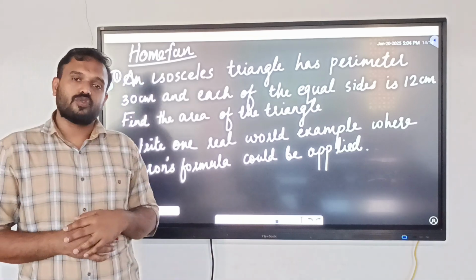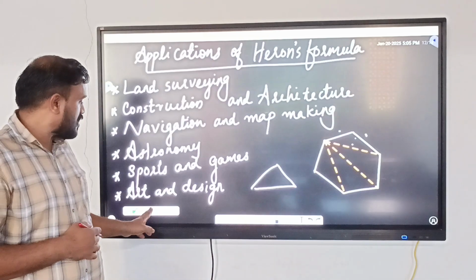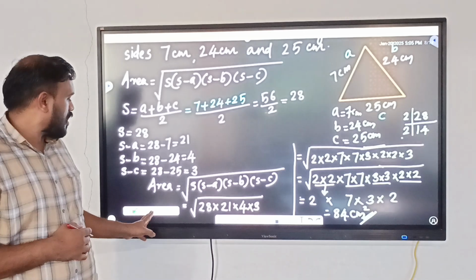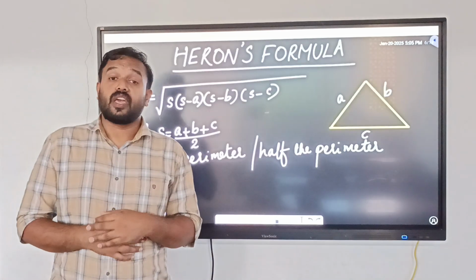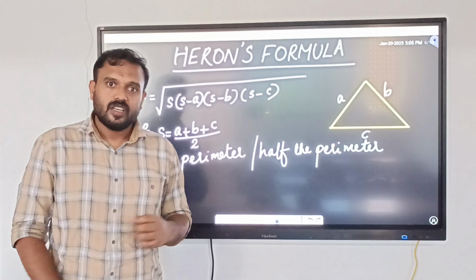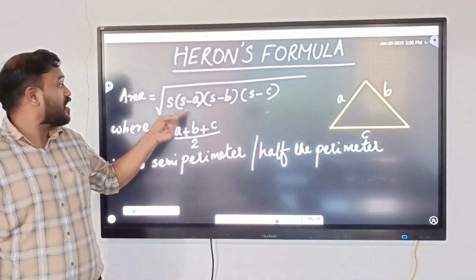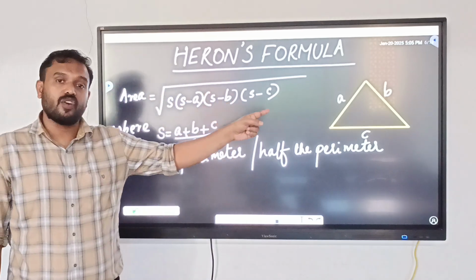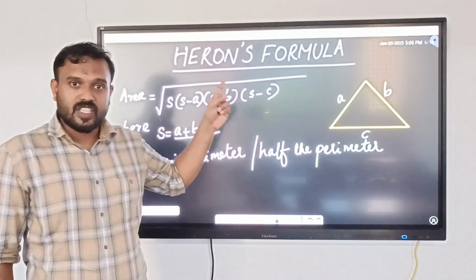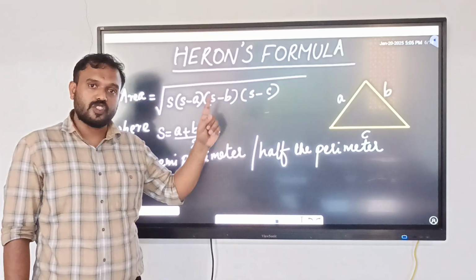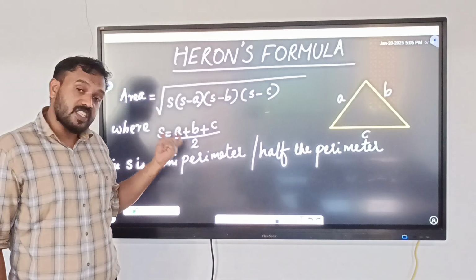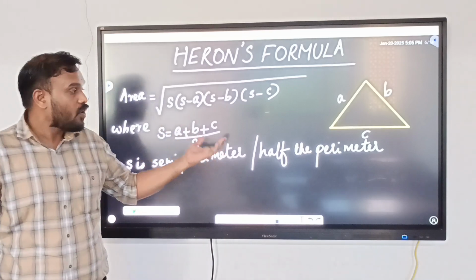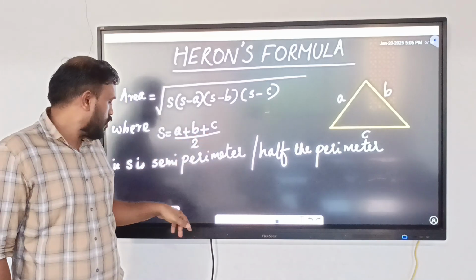So what did we discuss today? Today we have discussed Heron's formula, an important formula by a famous Greek mathematician, Heron. He introduced a new formula to find the area of a triangle, that is root of s into s minus a into s minus b into s minus c, where s is half of the perimeter, or a plus b plus c by 2.